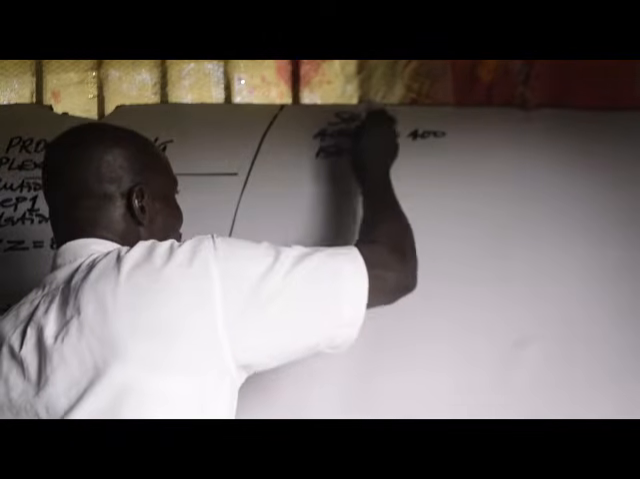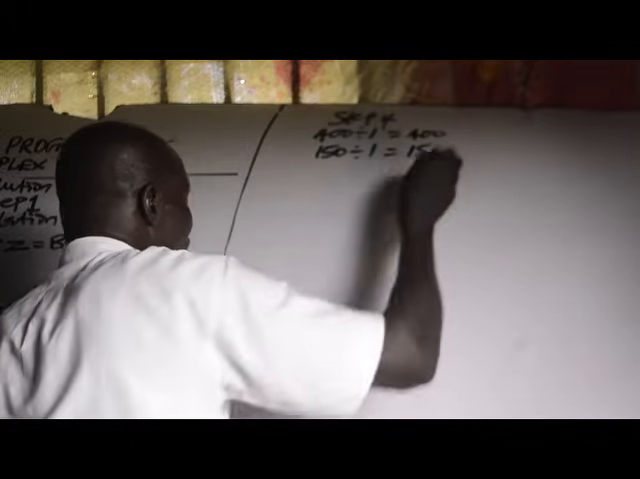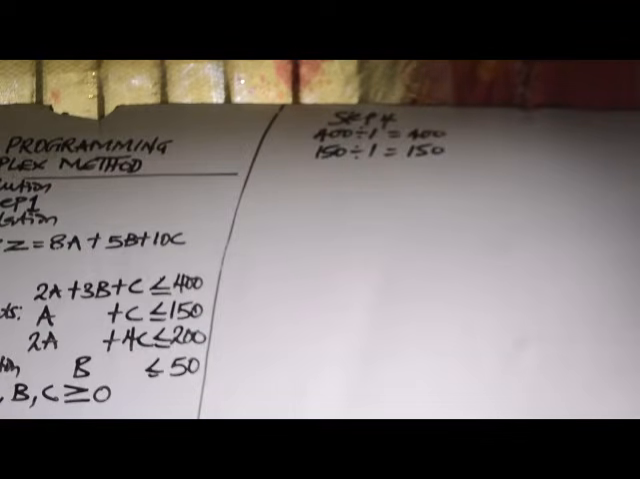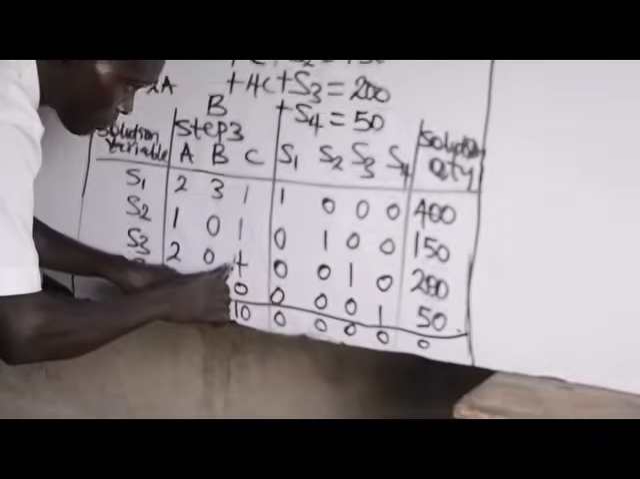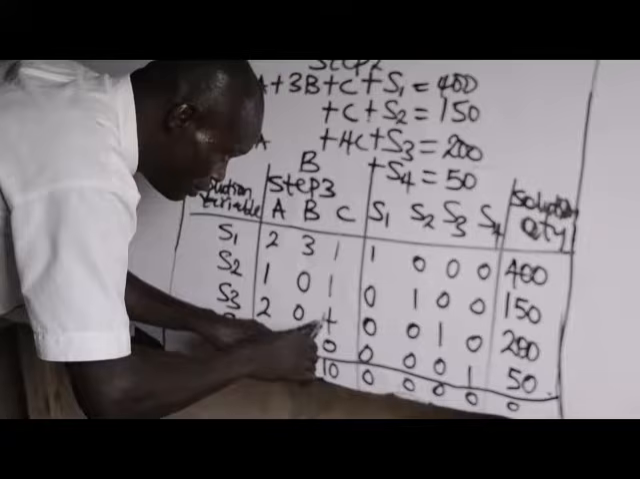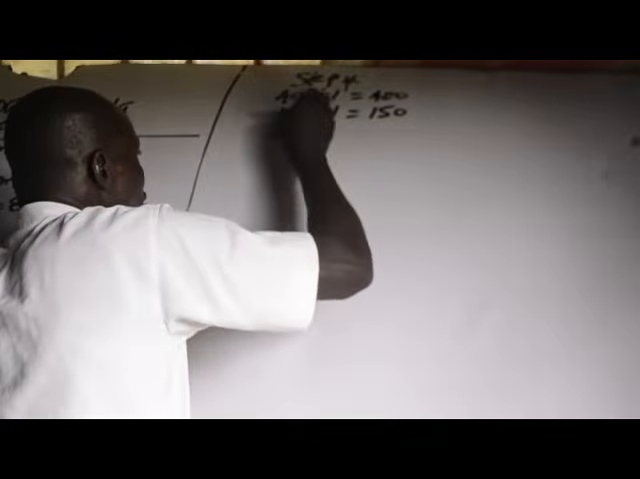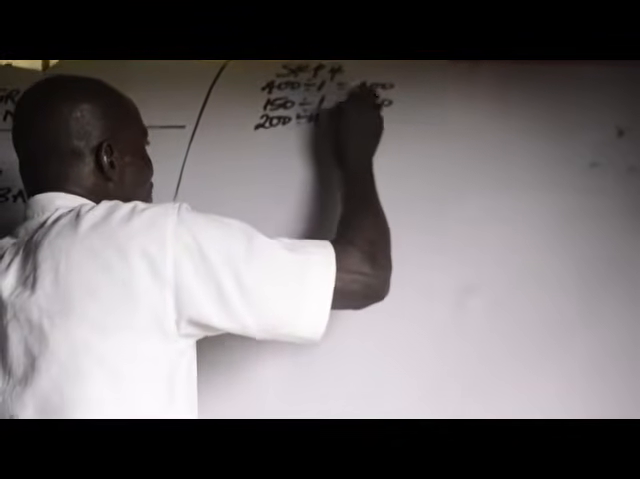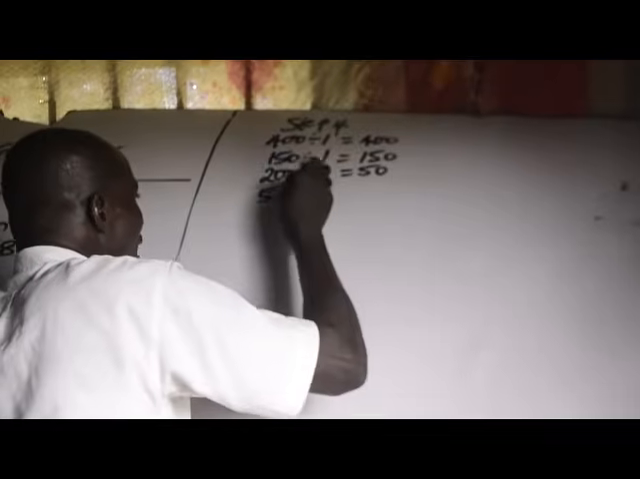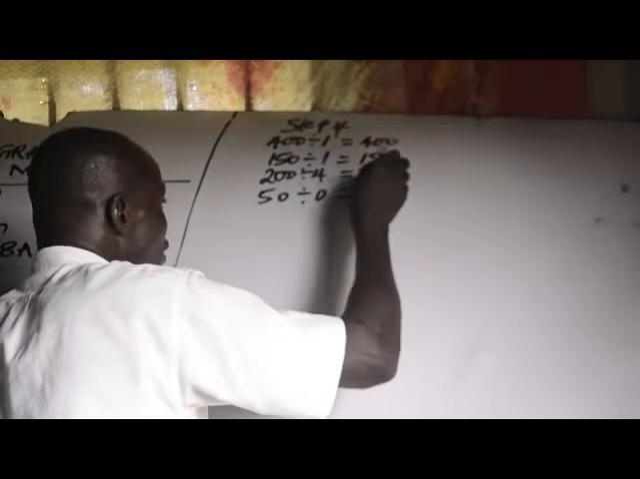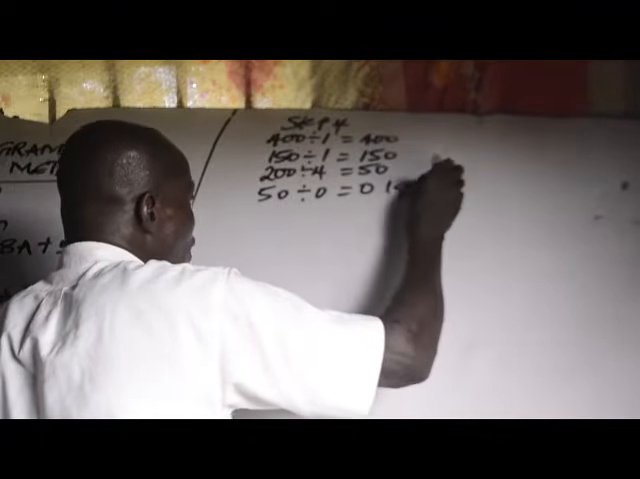150 divided by 1, that will be 150. The third one, we have 200 divided by 4, and that will be 50, and also 50 divided by 0. 200 divided by 4 gives us 50. 50 divided by 0 will be 0. Anytime you have a 0, that one will be ignored.